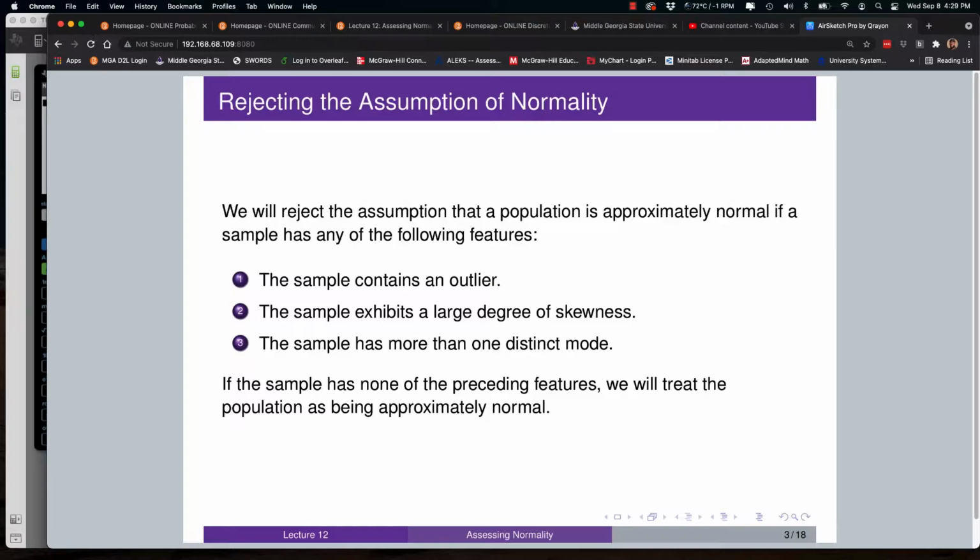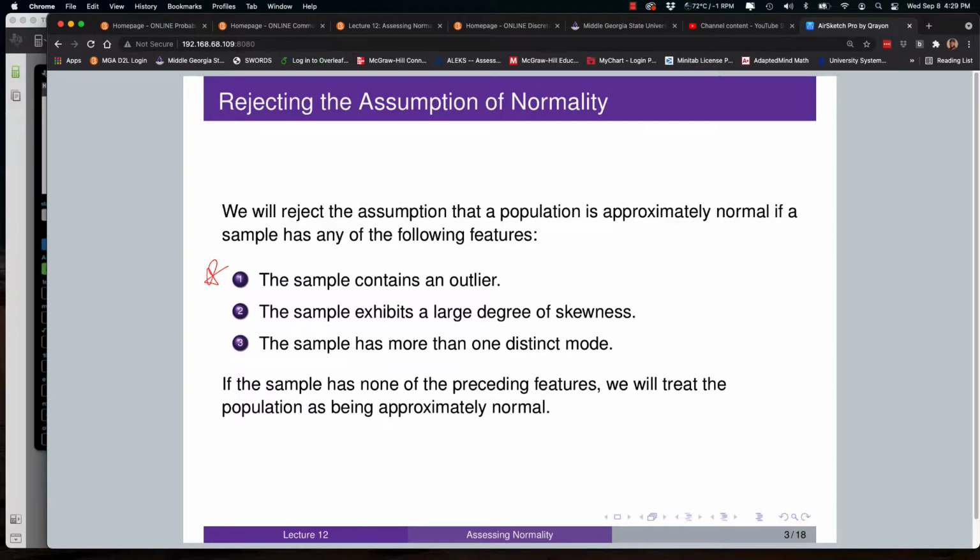The first one is the one I don't 100% agree with, because this one has conflicting viewpoints depending on who you ask. But a lot of textbooks say if a sample contains an outlier, the data is not normal. So this is stipulation number one.